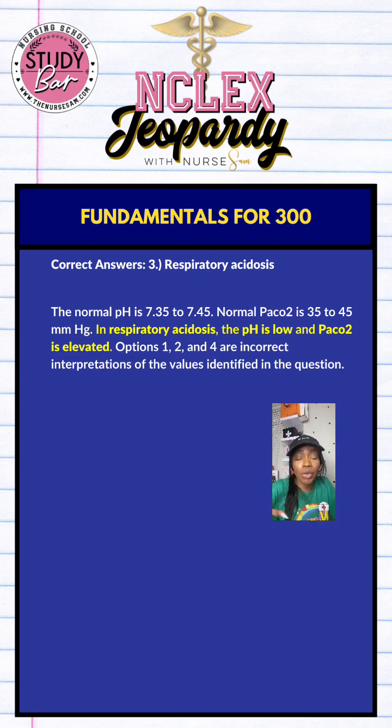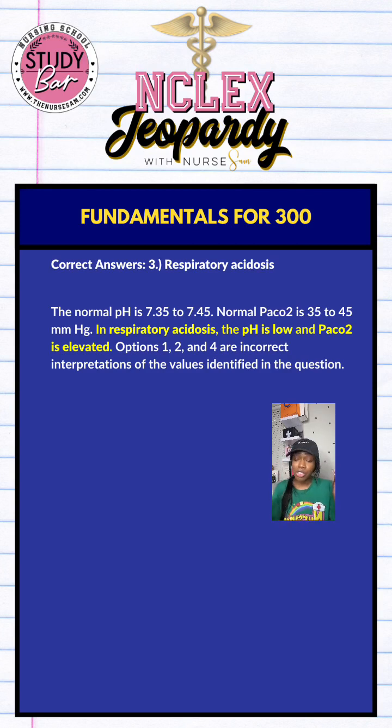Next, normal PaCO2 is 35 to 45, and the value that we got was 58. So that is a high PaCO2. So we have a low pH and a high CO2, which generally means that you have respiratory acidosis.